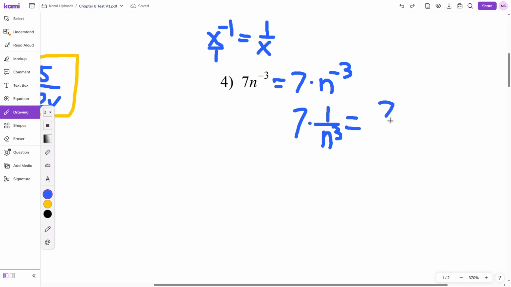Let's do it like this. 7 over n cubed. Having a little hard time with my mouse today. Maybe I need to clean out the gunk on the bottom. It used to work for us back in the day. And that is the answer. 7 over n cubed.